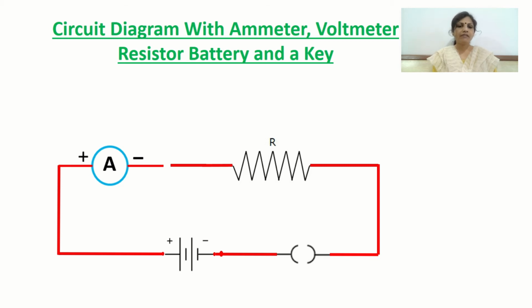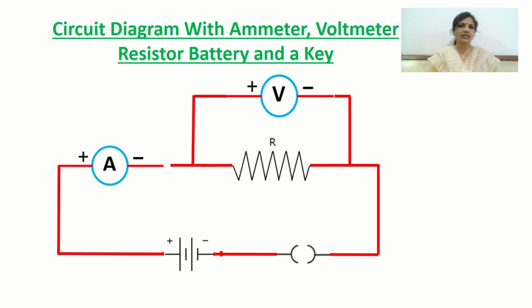Alright, then when I have to connect the voltmeter in an electrical circuit, I said it should be connected in parallel, and the meaning of parallel is that it has to be connected across the device. In our case we have made use of the resistor, and across the resistor we have connected the voltmeter. So this is how we say that the voltmeter is connected in parallel.